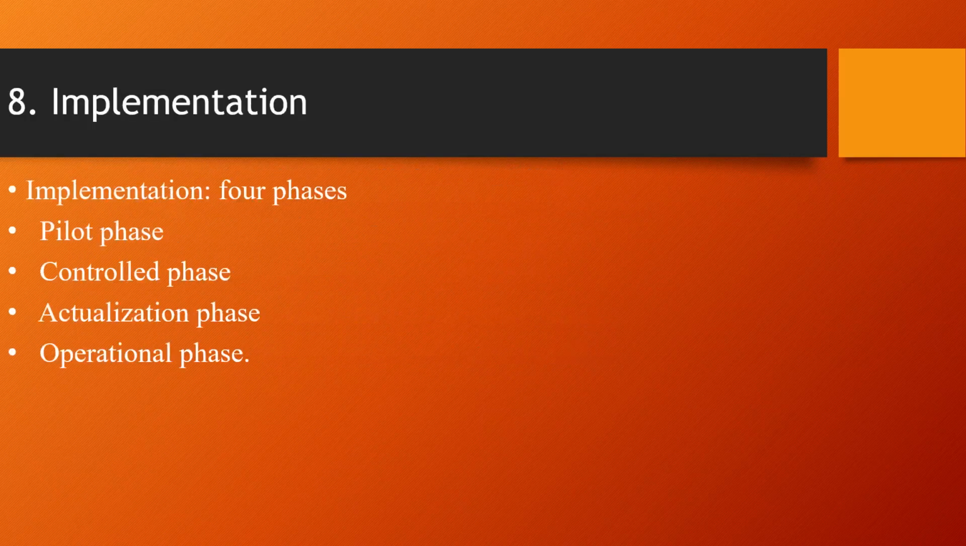Coming to the eighth step, implementation. Implementation is done by 4 phases. For any type of program, if you are planning, you should have these 4 phases. The first phase is the pilot phase, the second one is the control phase, the third one is the actualization phase, and the fourth phase is the operational phase. So what is the pilot phase? Pilot phase is a trial and error basis phase.